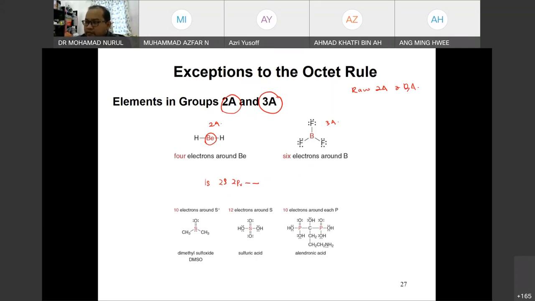This is for example sulfur, for example dimethyl sulfoxide. Sulfur is also in sulfuric acid. Phosphorus, we are not playing around too much with sulfur and phosphorus. This one is more to inorganic chemistry. Third row elements.